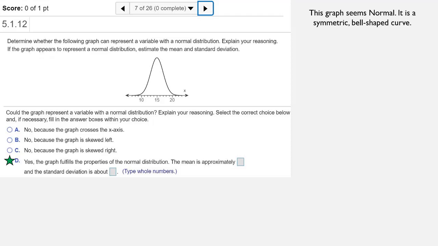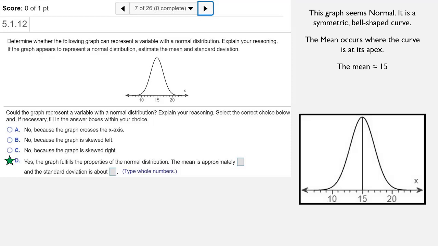So first thing, we have to find the mean. So the mean occurs where the graph is at its apex, right in the center. So that mean is about equal to 15. So you could imagine the graph looking like this, and 15 seems to be right in the middle. Now the next question is, what about the standard deviation?